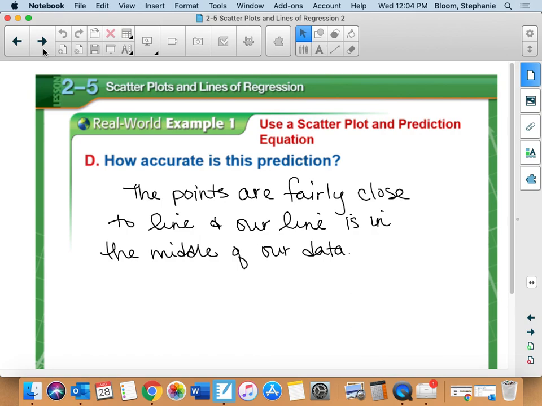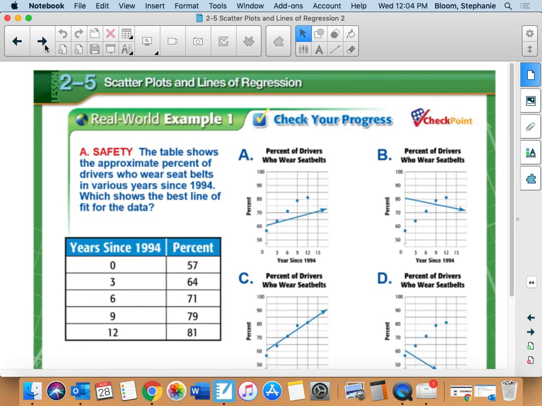So again, when you're making your line of fit, make sure that when you draw your line, you need a ruler, and you're also going to pick 2 points from your data. Don't just draw a line through it. You do want to use 2 points. Okay? All right, so here's the next one.